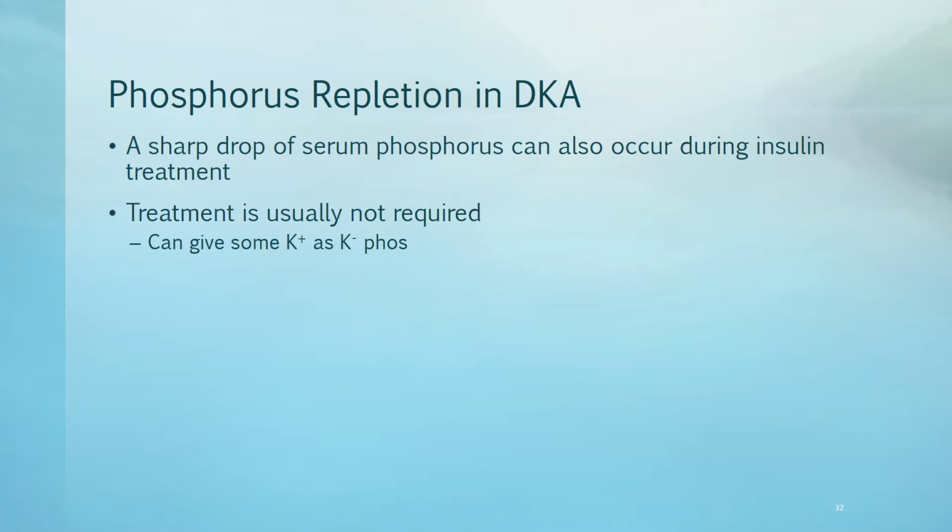Phosphorus depletion. With this one, it's just talking about, because remember, the patient has all their electrolytes at normal, a sharp drop in serum phosphorus can occur. So we want to make sure that as we're doing electrolyte checks, we're also checking the phos, because we can give the patient a K-phos when they have the potassium and the phos at low levels.